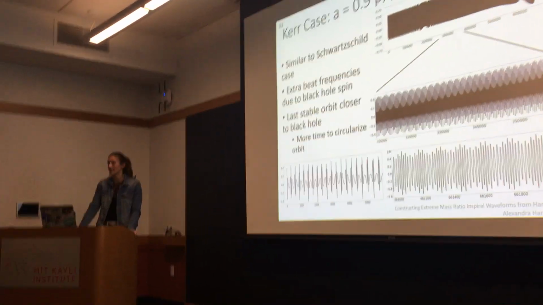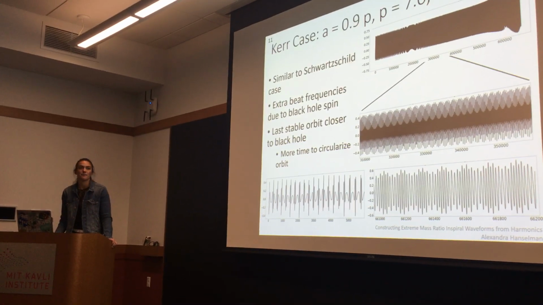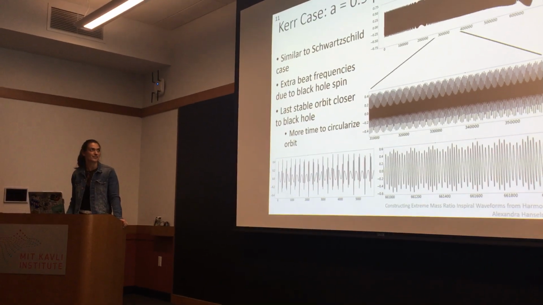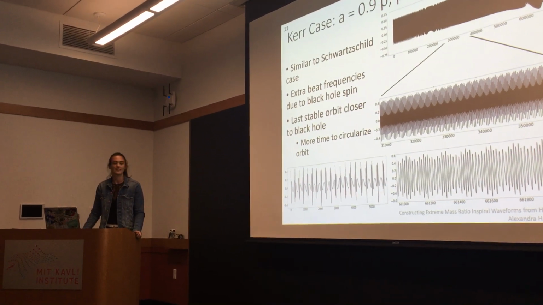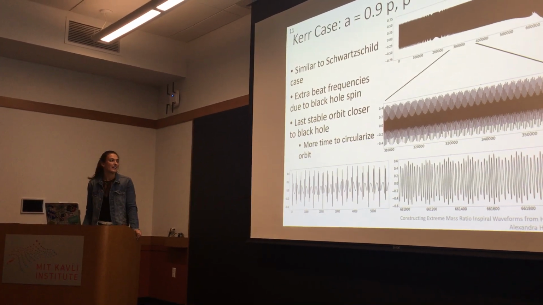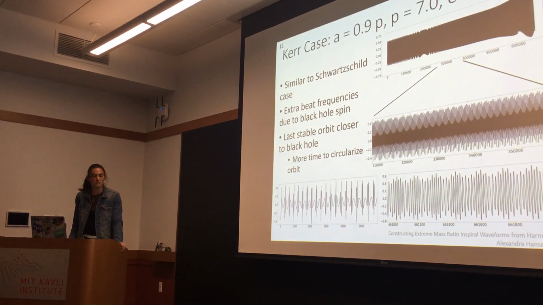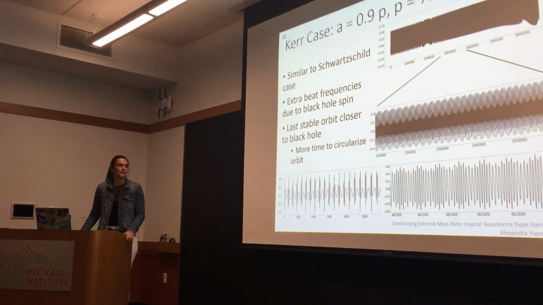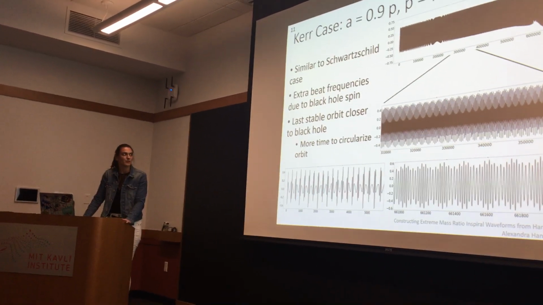This is for a of 0.9 prograde, so that is when the black hole is spinning in the same direction as the orbit. And this is at a higher eccentricity of 0.6. And we see that it's fairly similar to the Schwarzschild case. This is at beginning time and late time, and we see that, again, with a higher eccentricity, you get that very high amplitude variation at the beginning. Though we do see that at the end time of the waveform, the variation in the amplitude has smoothed out quite a bit more than the previous case.